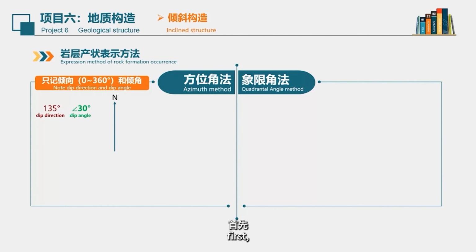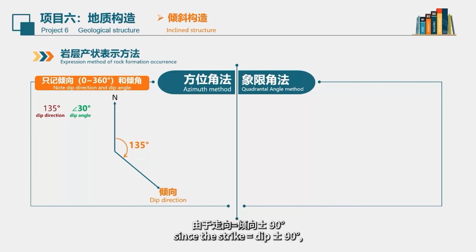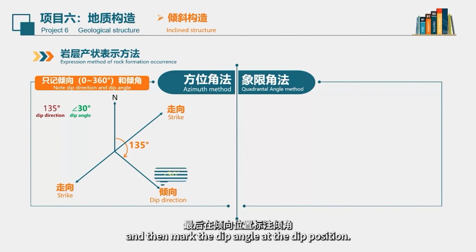First, turn 135 degrees clockwise from the true north direction, which is the dip direction. Since the strike equals the dip direction plus or minus 90 degrees, the strike can be determined, and then mark the dip angle at the dip position.